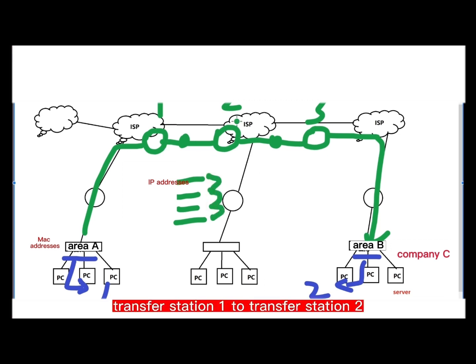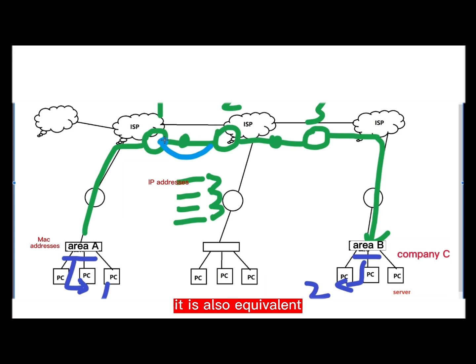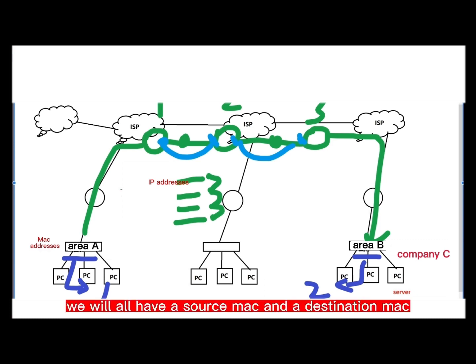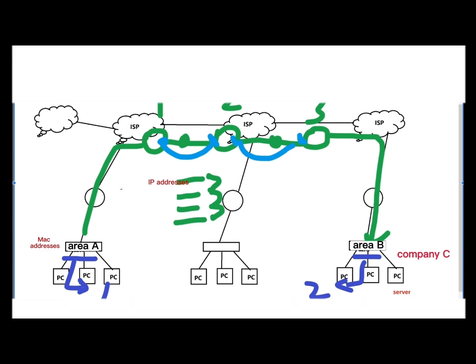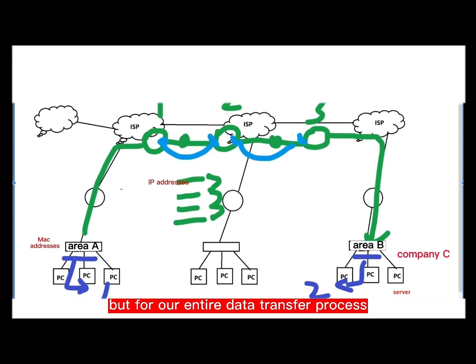This is equivalent to you going from transfer station 1 to transfer station 2. You are now sending a small message. It is also equivalent to reporting your data, where every transfer also has a source and a destination. This is equivalent to the concept of a small scope transfer, like a MAC. On each link, we will have a source MAC and a destination MAC. But for our entire data transfer process, we will only have one source IP and one destination IP.